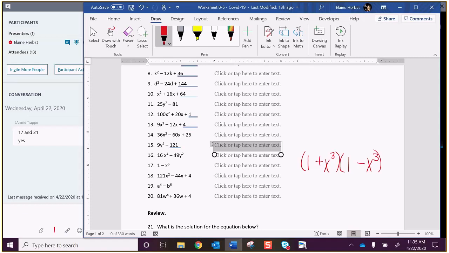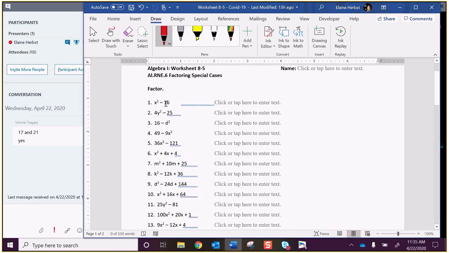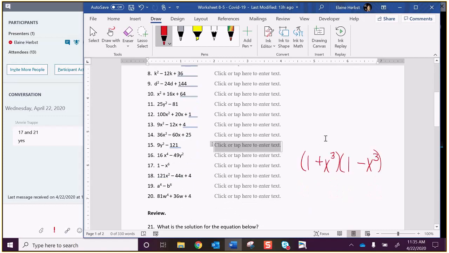Remember, in a difference of squares, now some of you haven't watched the video yet, this is probably confusing to you, but today's video is all about special cases. There's two special cases. There's one that's called a difference of squares, and there's another one that's called the perfect square trinomial, and it's just some quick ways to factor those.